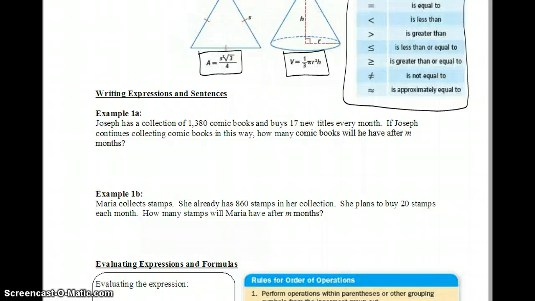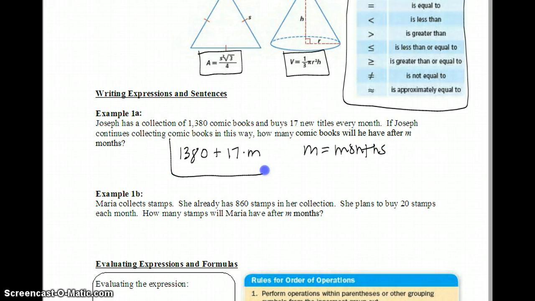In this first example, Joseph has a collection of 1,380 comic books and buys 17 new titles every month. If Joseph continues collecting comic books in this way, how many comic books will he have after m months? Well, let's write this algebraic expression. So he has 1,380 comic books already, and he's going to buy 17 more every month. So we're going to say 17 times m, where m equals months. That would be an algebraic expression right there.